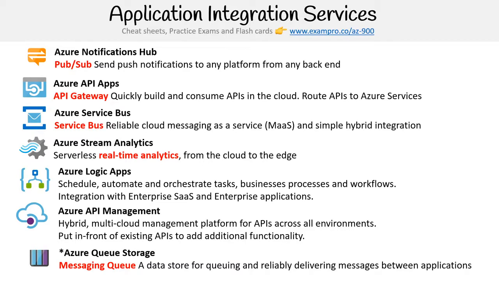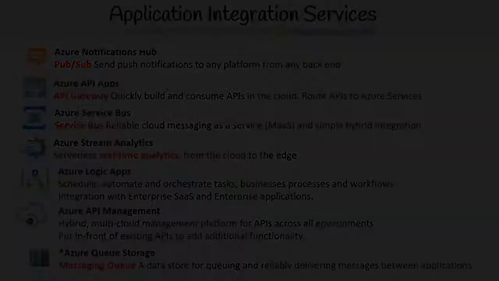Then last on our list is Azure Queue Storage. We saw this in our storage service sections, and I had said that I don't really consider this a storage service. I consider it an application integration service. And this is a messaging queue. So it's a data store for queuing and reliably delivering messages between applications. So there you go. That is the application integration services on Azure.